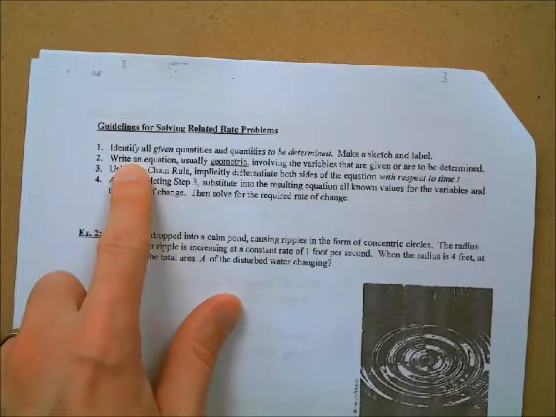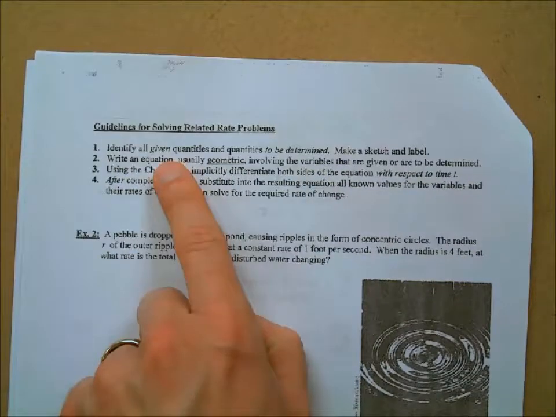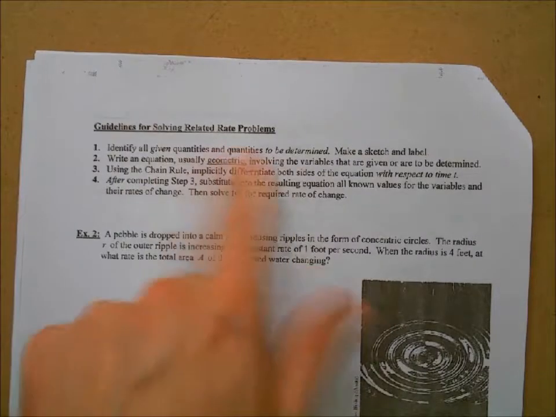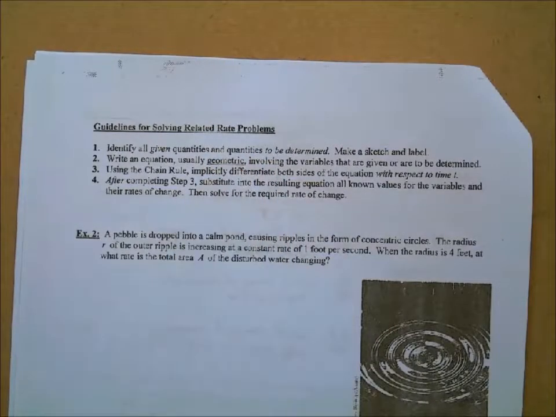Number 2, the next step, once you've got all those quantities, is to write an equation. Usually it's geometric, so it's going to involve area, maybe volume, that involve the variables that are given or the ones to be determined. So you're going to relate the variables that you identified in the first step in a situation or a context in number 2 using geometric stuff. And you only are responsible for area, perimeter of shapes, volume formulas, and surface area formulas. You will be given those, so you don't need to worry about those.